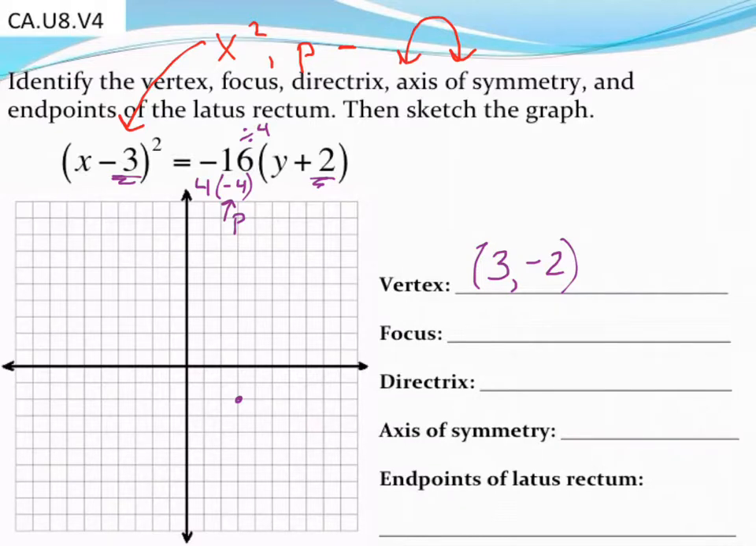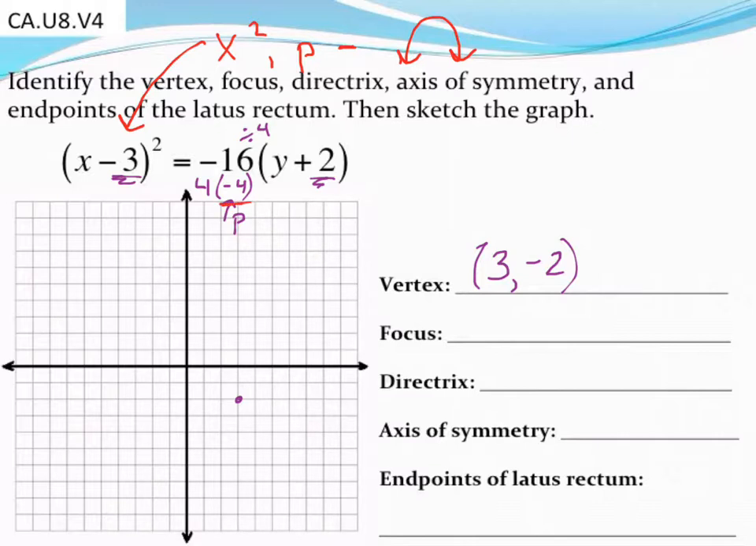So next up, let's take that p-value and get some of these other things filled out down here. The p-value represents the distance to the focus. Since I know this parabola opens down, in general it must look something like this. That's a really rough sketch, but what that helps me realize is the focus must be somewhere below the vertex. And again, that's why the p-value was negative.